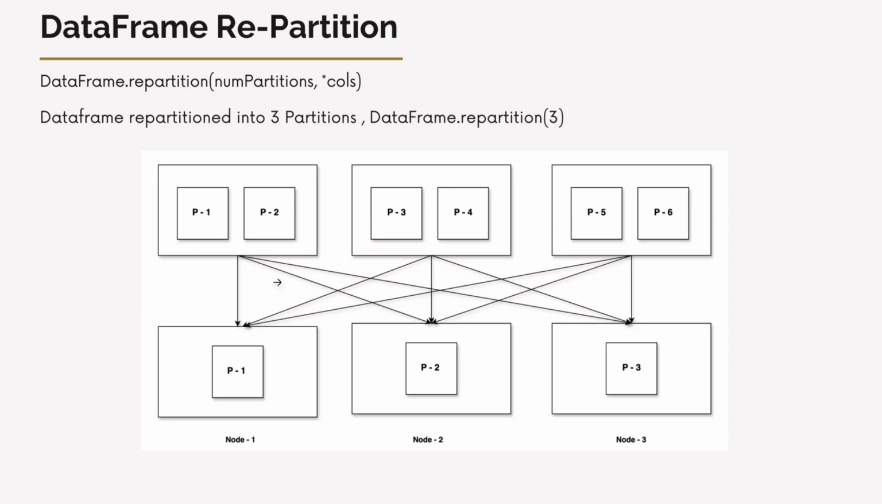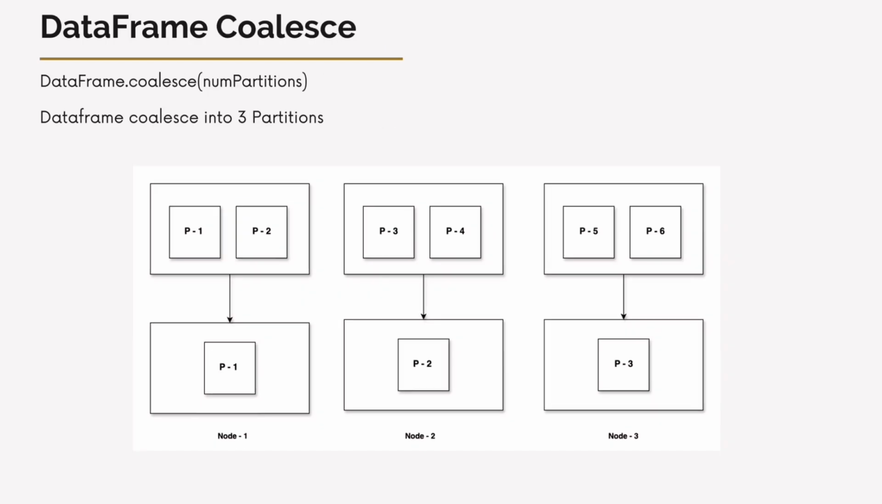Here we can see there is a lot of shuffle happening across the nodes, because this repartitioning involves full shuffle. Data from partition 1 will be shuffled from node 1 to node 2 and node 3, and the same for partitions 3 and 4, which are also shuffled across nodes, which means all the partitions are shuffled across the nodes, and shuffle is a costly operation. So let's try to see how coalesce works.